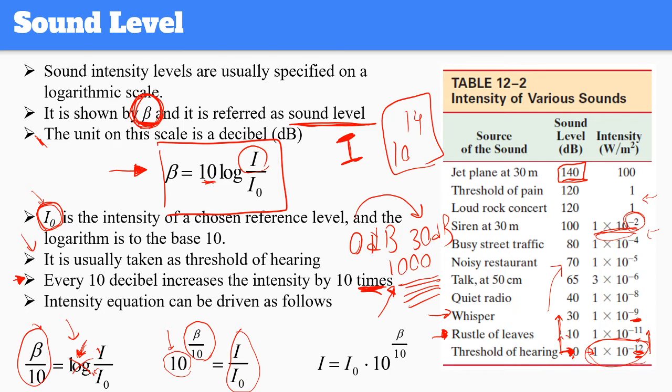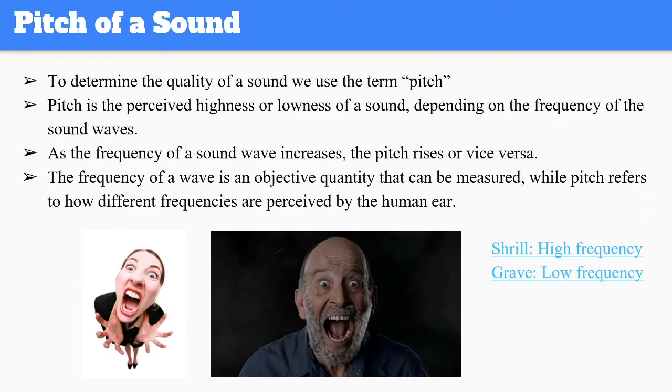And after this, what are you going to do? You are basically going to cross multiply both sides. So your I is going to be I0 times 10 to the power of beta over 10. Alright, so that's how you move from sound level to sound intensity. This is the relationship between them.